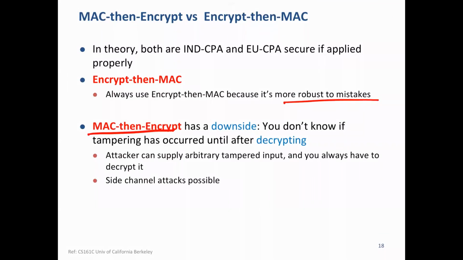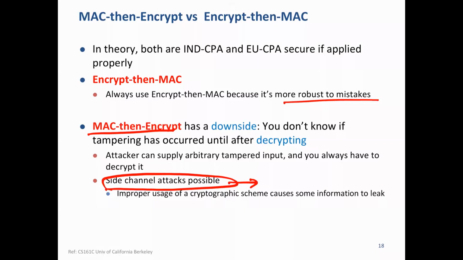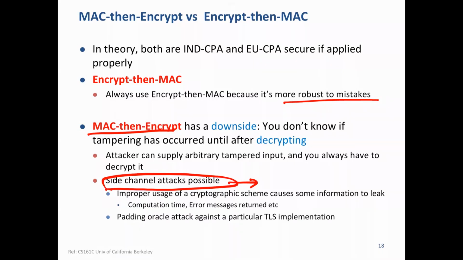So MAC then encrypt is also being used, but it has some problems, right? Because first you need to decrypt and so on, and there are some attacks called side channel attacks that are possible. We will study side channel attacks a little later. We'll just look at what side channel attacks are, and we'll not go into great detail. But when we study attacks, then we'll look at these. Also, improper use of cryptographic schemes causes some information to leak, like completion time, error messages returned, etc.